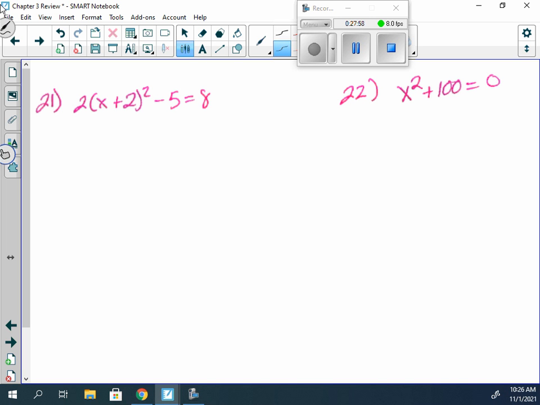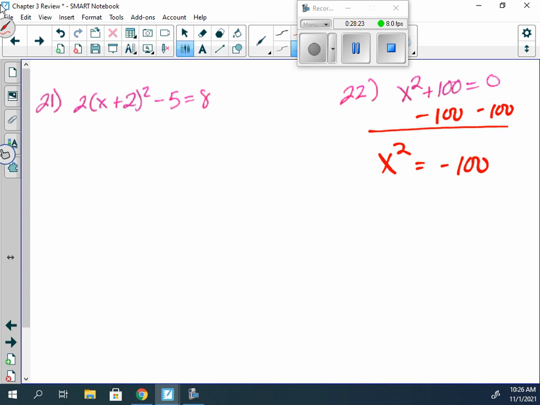So 22, do we have a middle term? No, because we don't have an x to the first power. So that means we can get x squared by itself. We can use the square root method. If we don't have the middle term, we don't have x to the first power, I'll use the square root method.